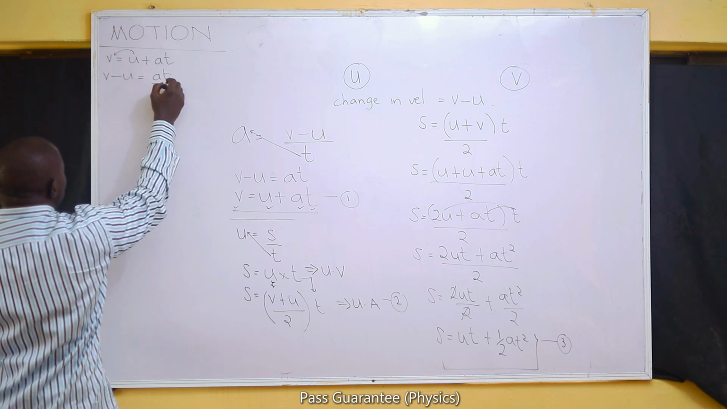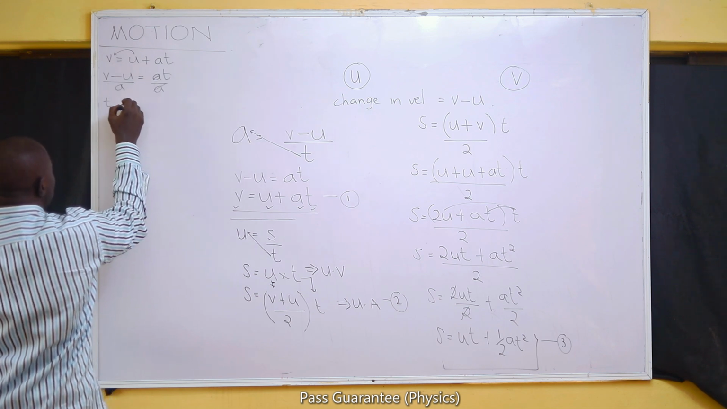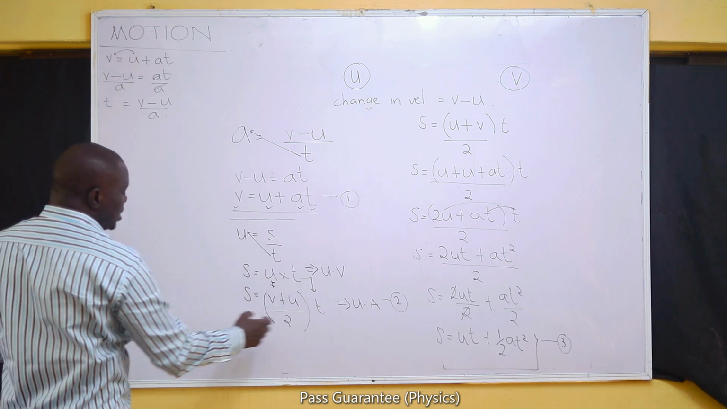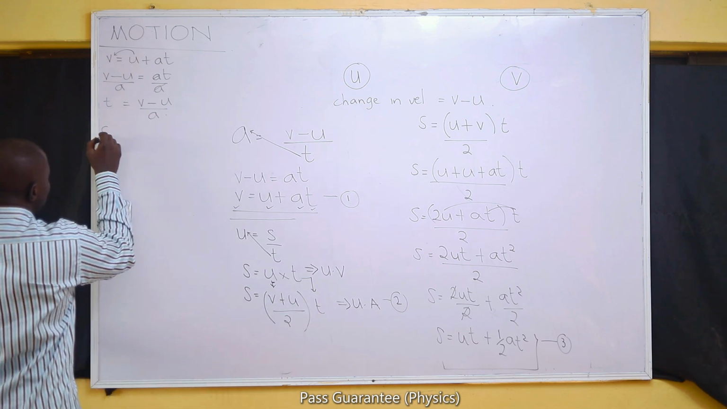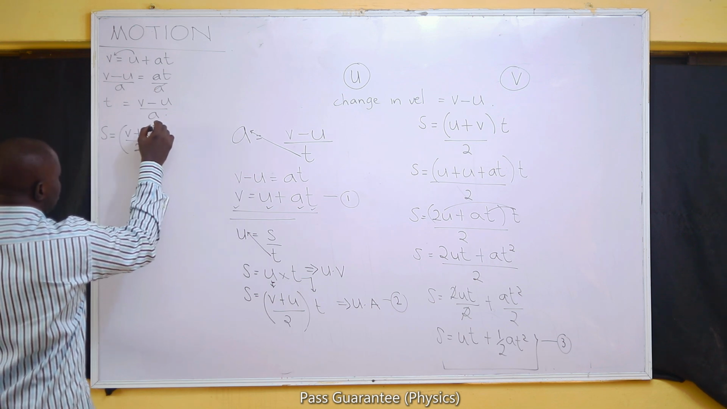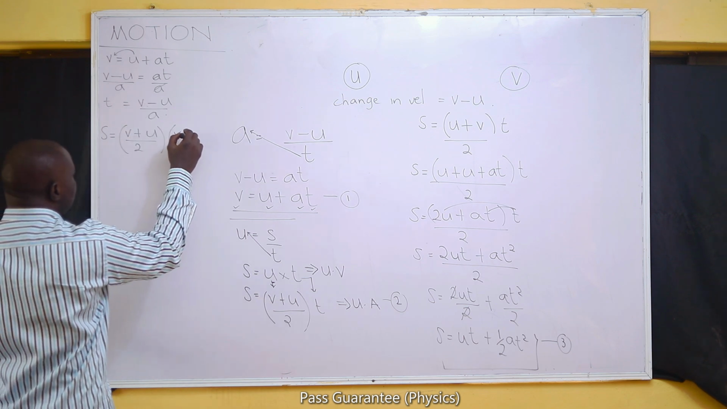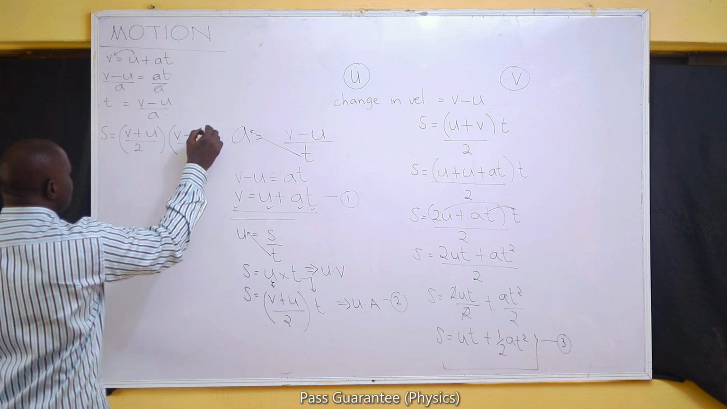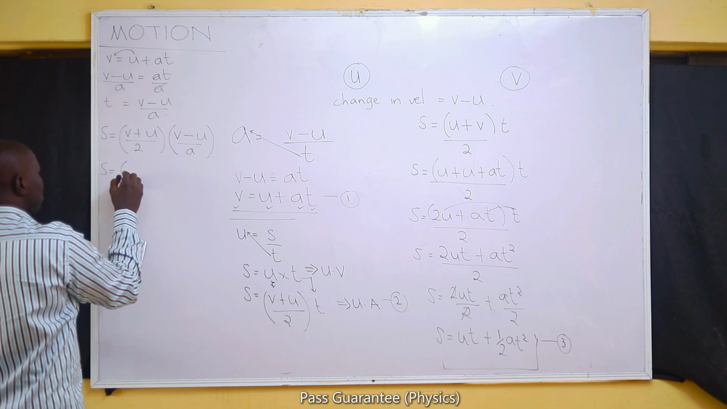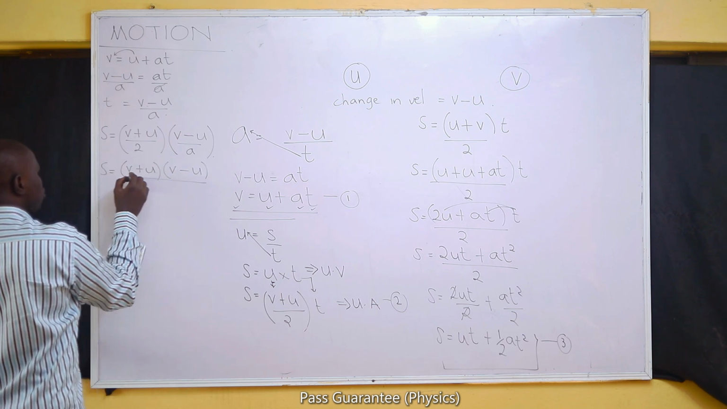If I divide both sides by a, then I'll get an equation in which t has been made the subject of the formula: v minus u all over a. If that is the case, then I can easily substitute for t. So my s should therefore become v plus u all over 2 multiplied by my t. I've already made my t the subject of the formula. I can substitute for it, v minus u all over a. So I can decide to multiply my numerators and my denominators. I will have v plus u, then v minus u all over 2a.